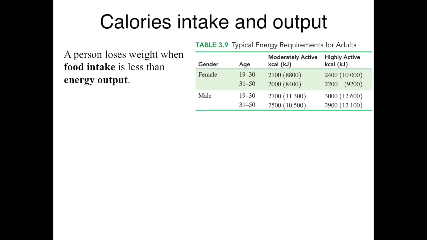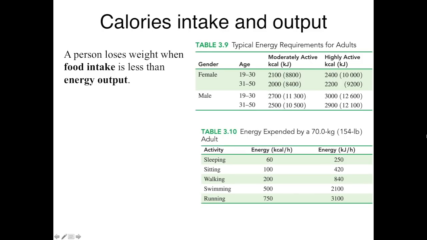This is a table of typical energy requirements for adults, broken down by gender and by age. So it's recommended that a moderately active male will need to take in 2,700 kilocalories. If you are this person who's eating 2,700 kilocalories of food, you must do something that will expend more than 2,700 kilocalories. So here's a table of the ways you can spend energy.